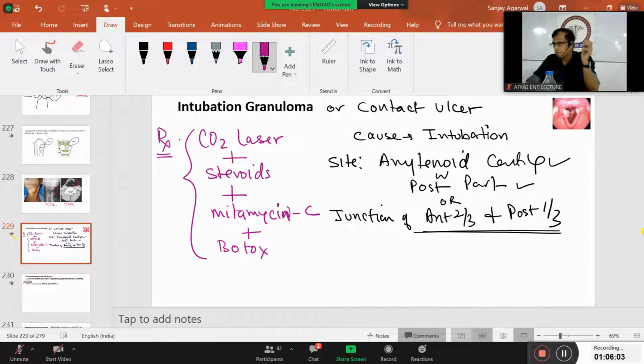So too many things to do, that's why it's an important question, the treatment. You have to do surgery with CO2, you have to give steroids, you have to give mitomycin C, you have to give Botox.